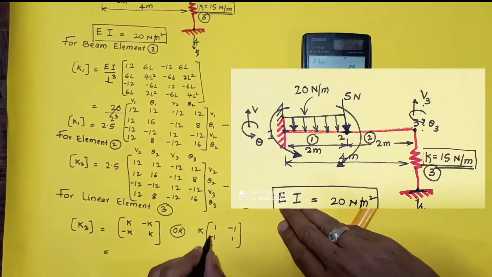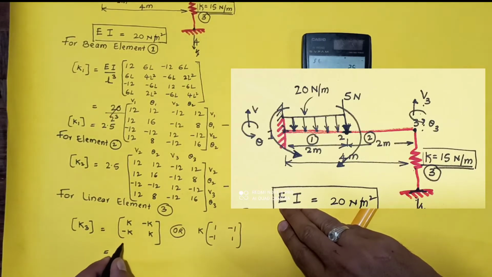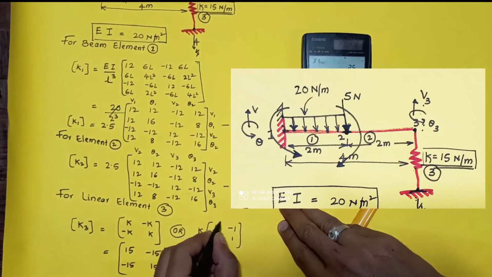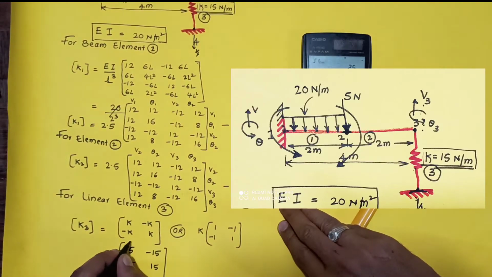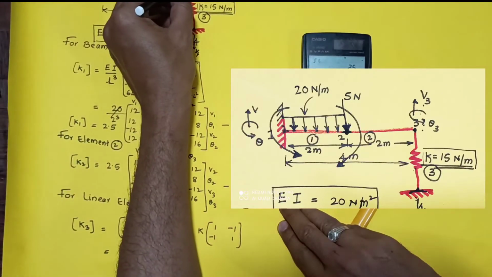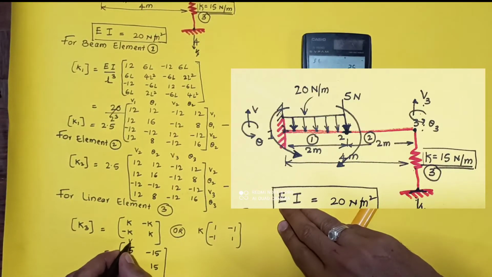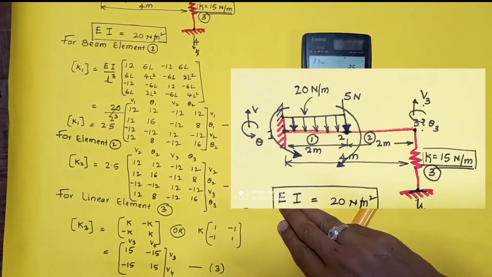Now I will substitute the value of k. So what is the value of k here? That is given as 15, minus 15, minus 15 and 15. Even if you take 15 here and then take it within the matrix, you will get the same value. So what will be the displacement for this? The displacement, as I said, is V3 or V4. Say this is equation number 3.